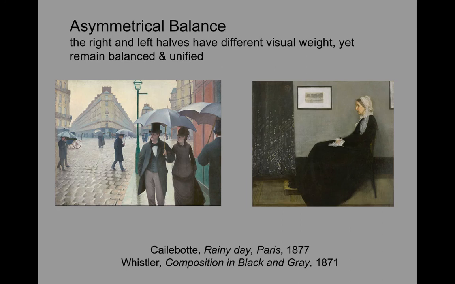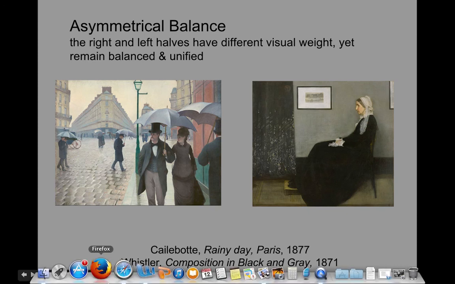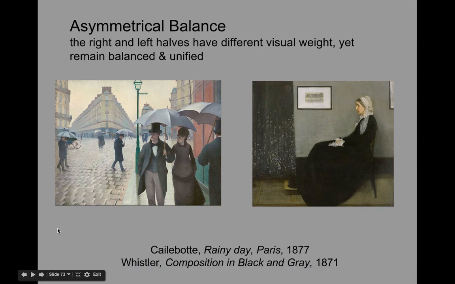There's another type of balance called asymmetrical balance. Now this is still balanced, still harmonious and unified. However, the right and left halves have different visual weight. So on each of these paintings, it happens that the right side has a little bit heavier forms and closer forms. And then the left side of each has a little greater distance and kind of lightness to it, but still balanced, still harmonious and whole.